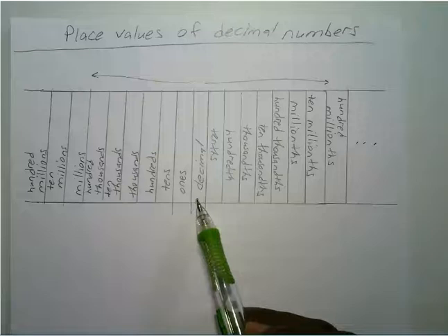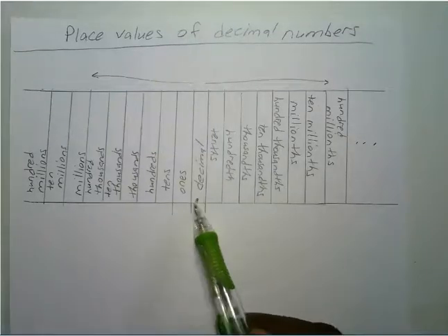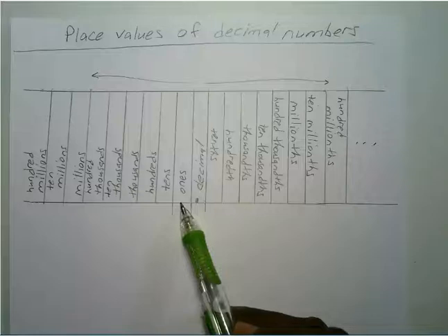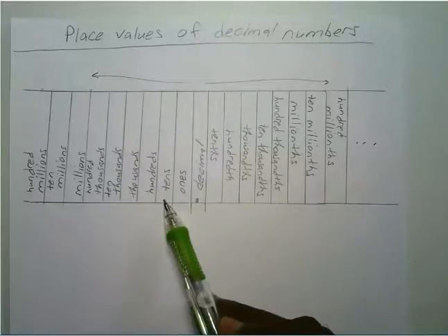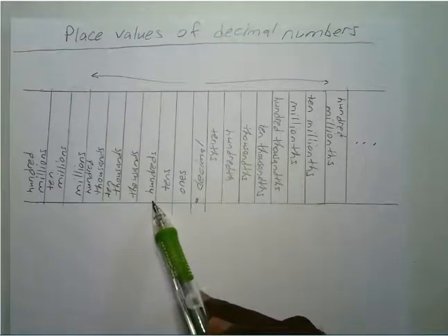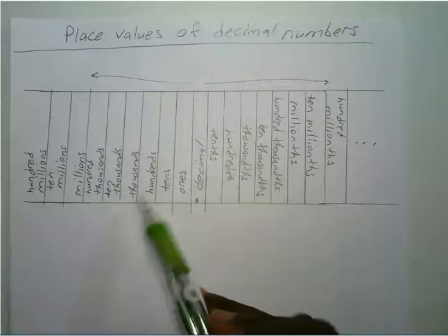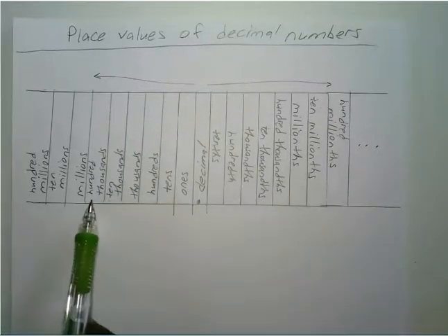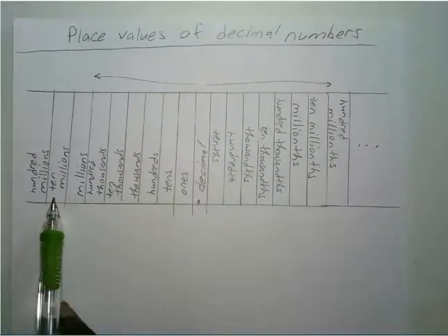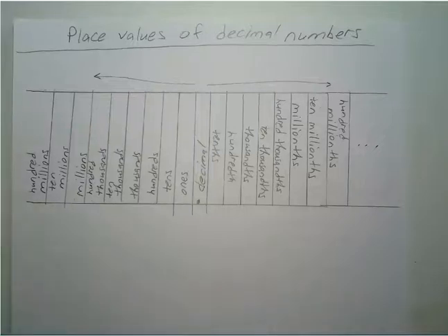If you go to the left of your decimal point, that's when you have your whole numbers. You have your ones, like if you have an 8. Then you have your tens, then your hundreds, then your thousands. You have your 10,000s, 100,000s, millions, 10 millions, 100 millions, billions, 10 billions, 100 billions, and it keeps on going.